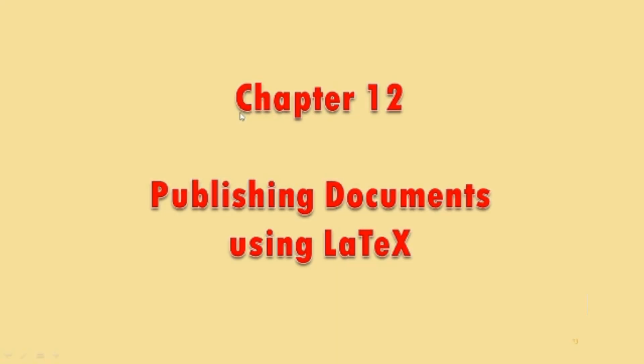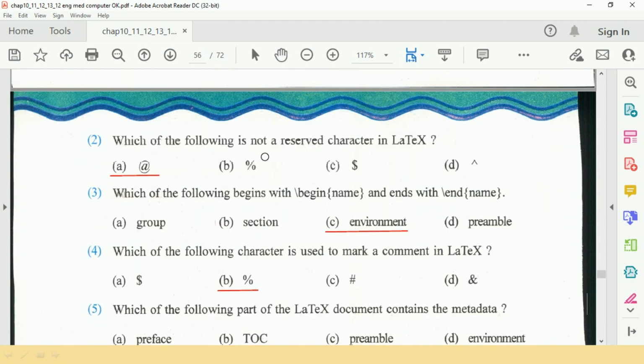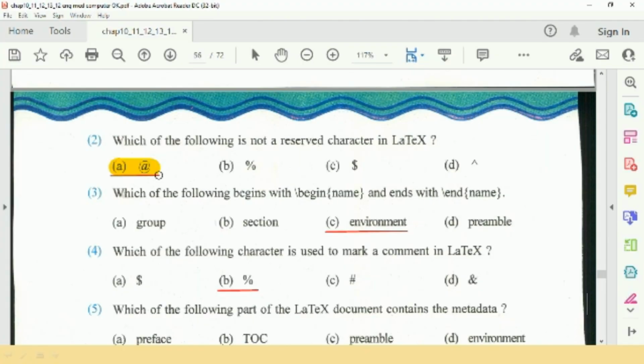Okay, so this is the end of chapter number 11. Chapter number 12 is publishing documents using LaTeX. Question number 1 is, modern word processing software operates in which of the following modes? It is what you see is what you get. C option. Question number 2 is, which of the following is not a reserved character in LaTeX? So answer is A, @.